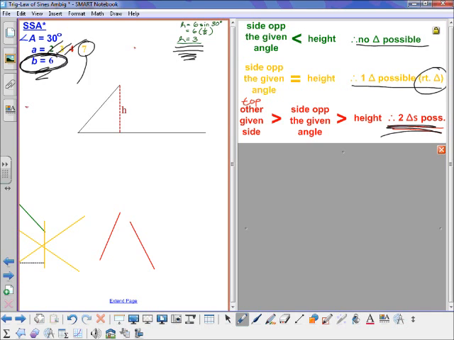Okay, 7 is bigger than my other side. If it's bigger than this top side, it's automatically bigger than the height. So you don't need to do these calculations. That's the first thing I look for after I determine it's a side-side-angle case. Is my side opposite the given angle bigger than the other side? If it is, that saves me a little work. I no longer need the height.